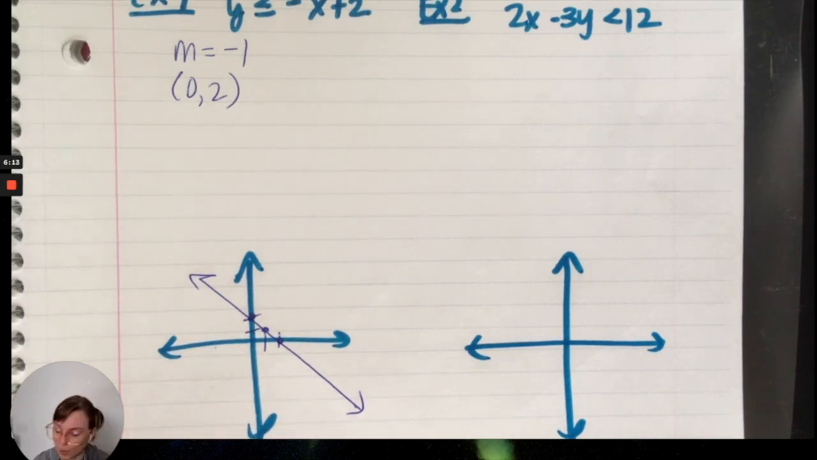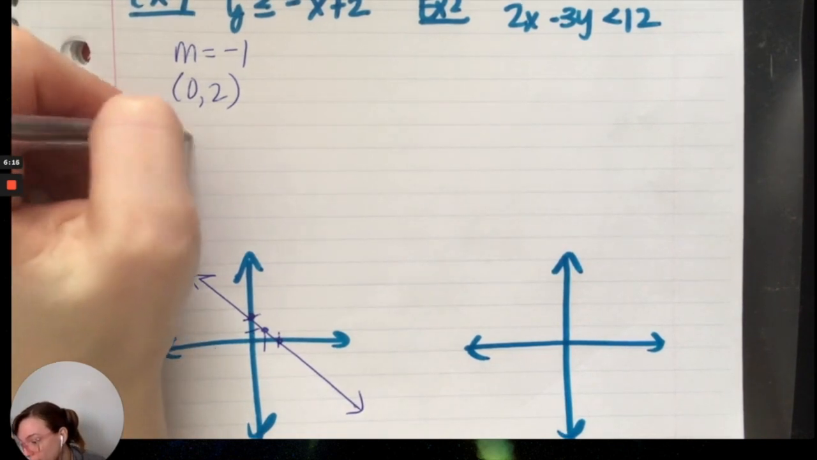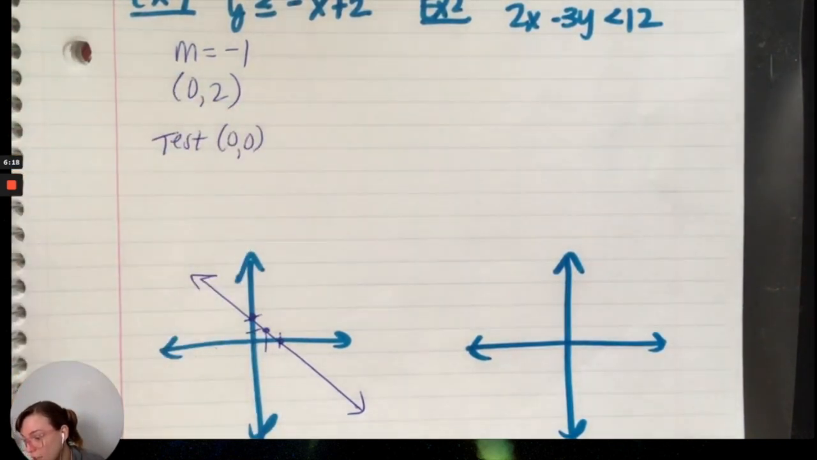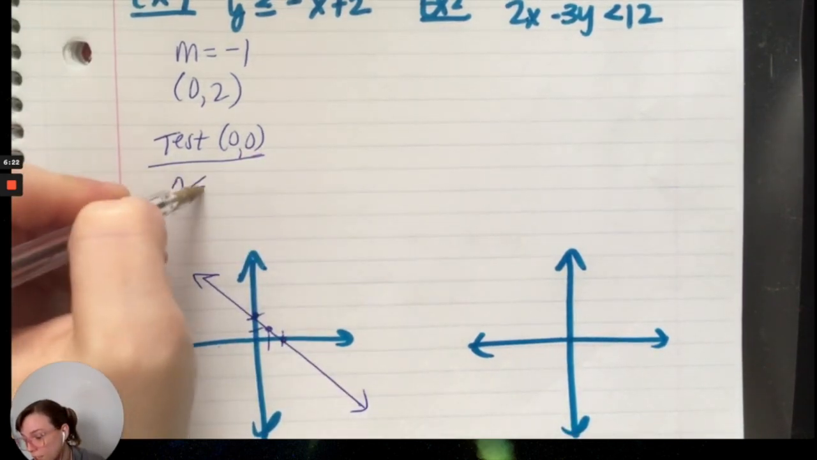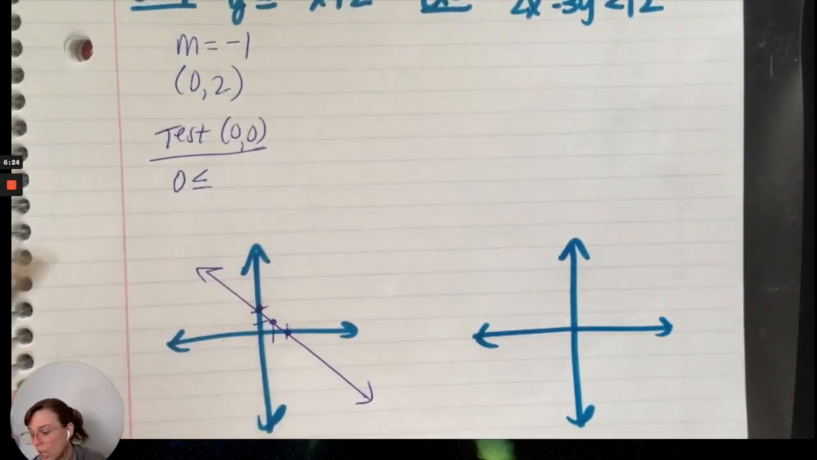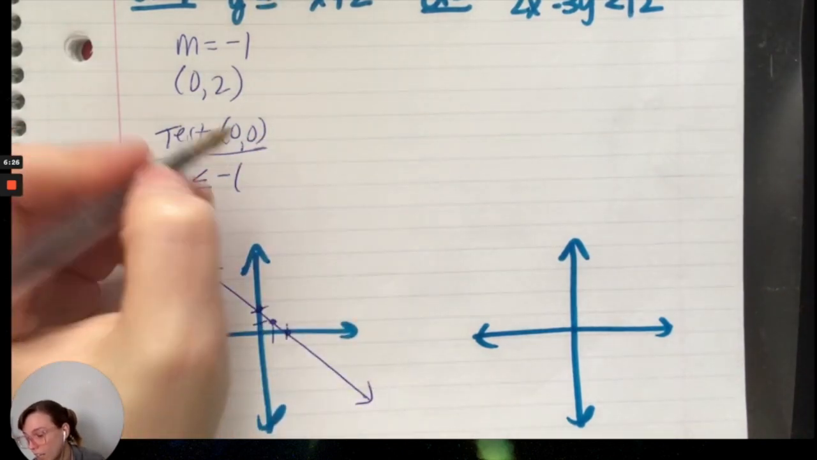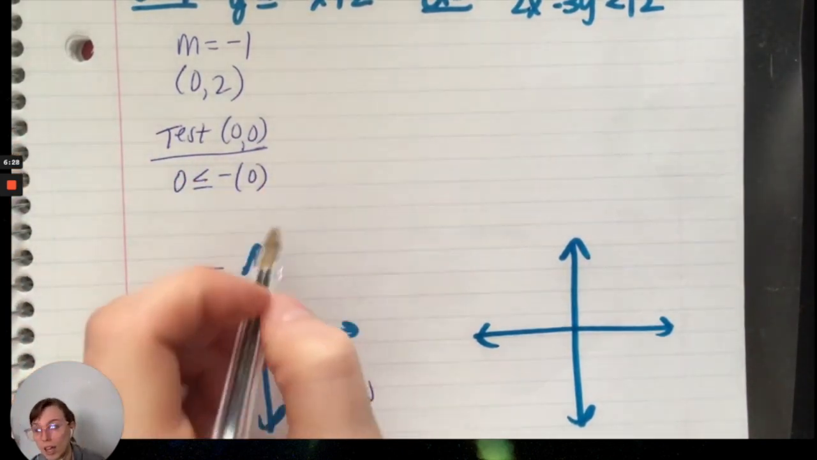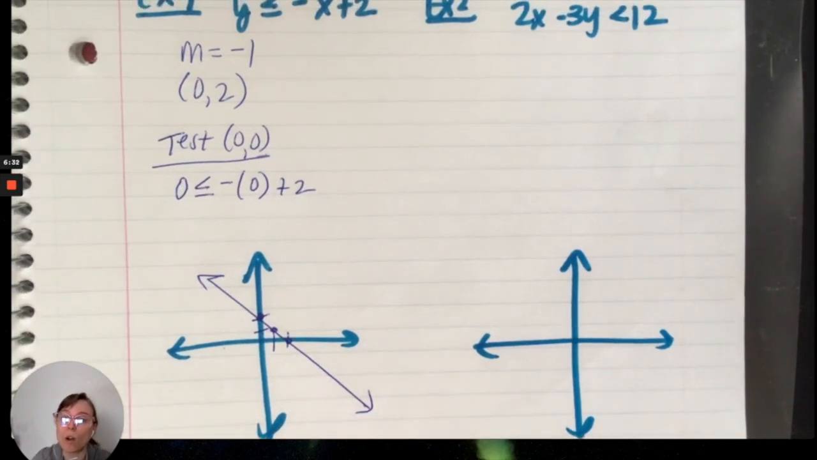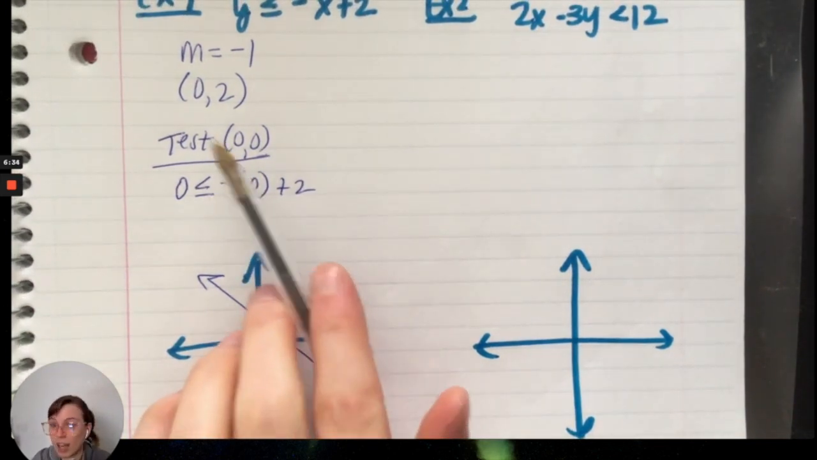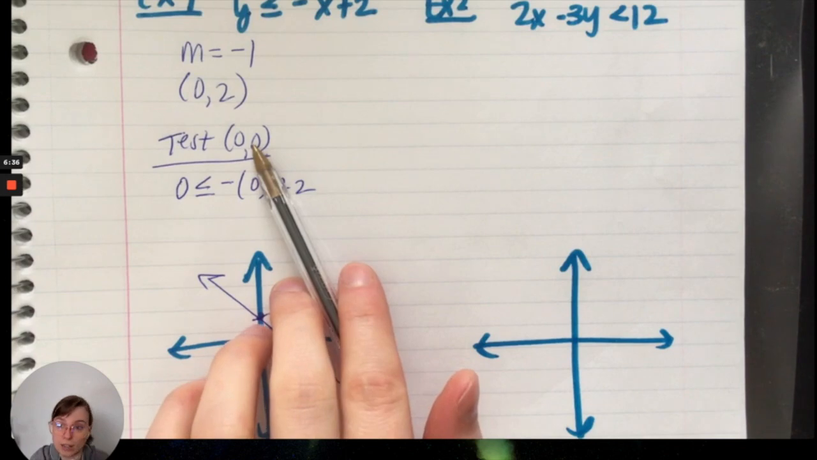So it's really awesome. If I test 0, 0, that means instead of y, I'm going to replace it with a 0. I keep the same symbol. I keep the negative. Instead of x, I replace it with a 0. And I keep the positive 2. So all I'm doing is replacing the x and the y with zeros, because that's the x coordinate and that's the y coordinate that I'm testing.